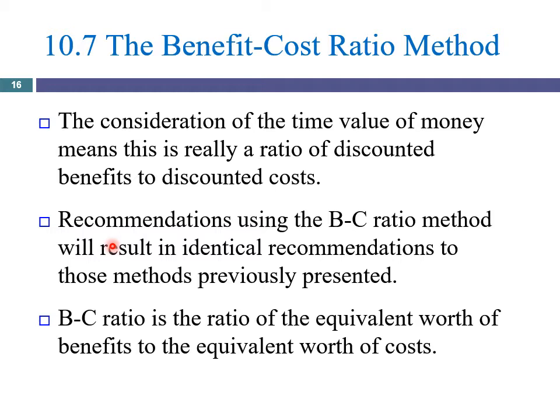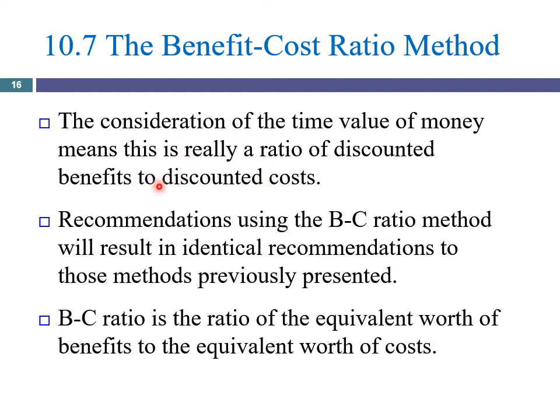Okay, now after this introduction, talking about the differences and the basic terminology related to public projects, we can start talking about the benefit-cost ratio method. Simply, the benefit-cost ratio is the ratio of the benefits to the costs. Okay, that's it. Ratio of benefits to the costs. But of course, we will consider the time value of money. Therefore, it is not just the ratio of benefits to the costs, but the ratio of discounted benefits to the discounted costs.